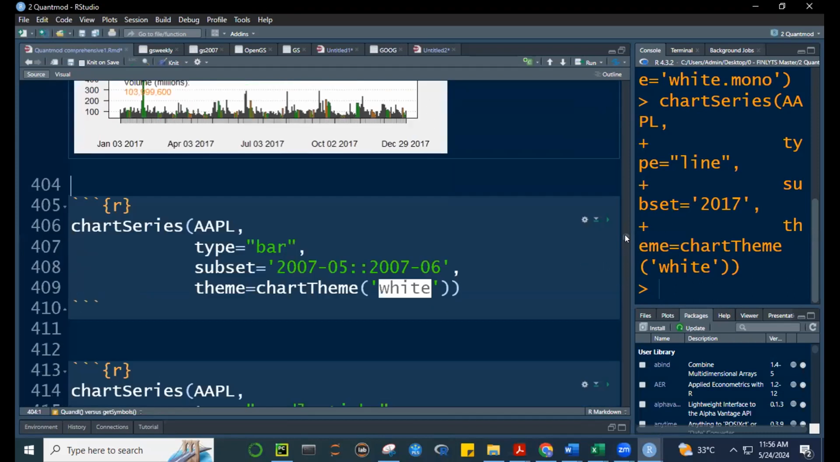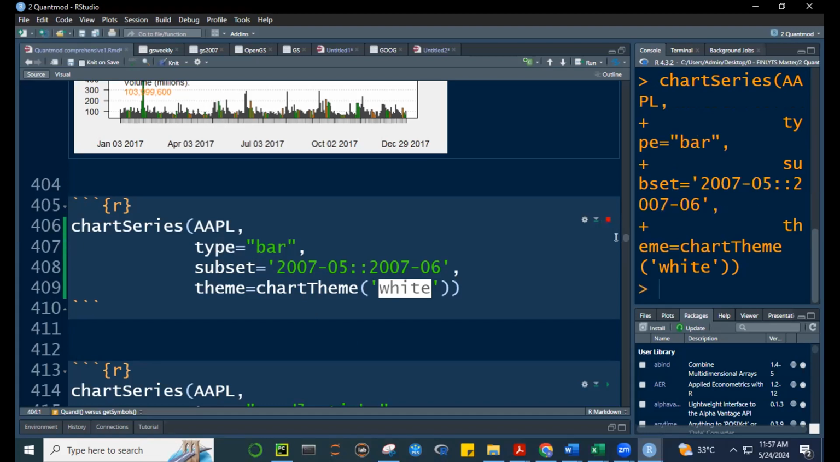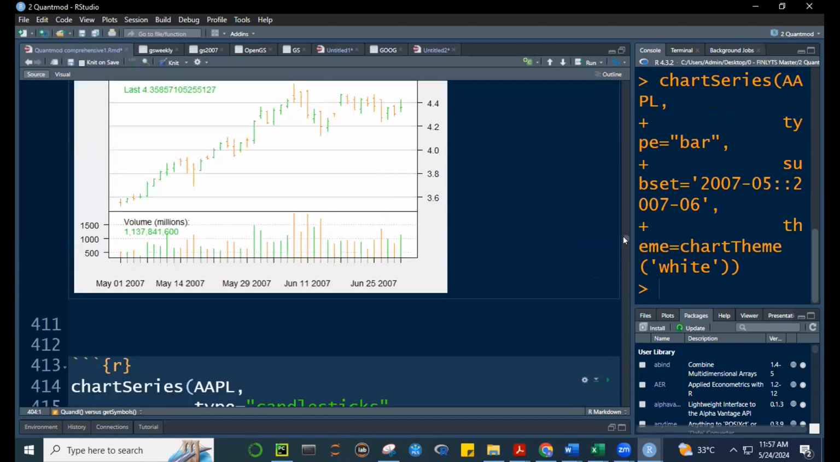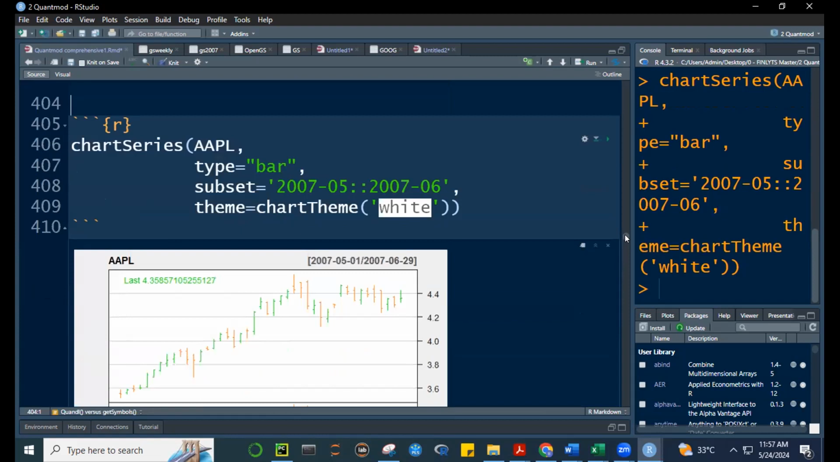And so with a bar chart, you can do this, or you can just copy paste what you had a while ago and then just change it a bit. Type is equal to bar. And then for the subset, we can do 2 months, May 2007 until June 2007. And then white, that depends on what theme you want. So this is a bar chart.